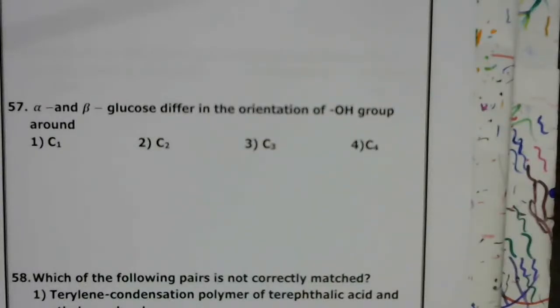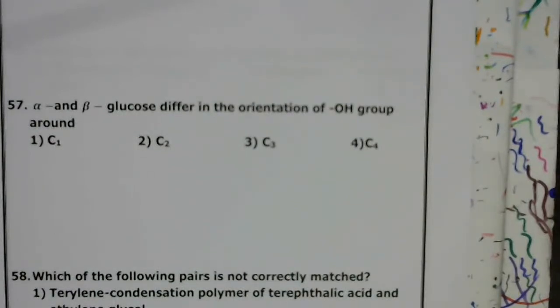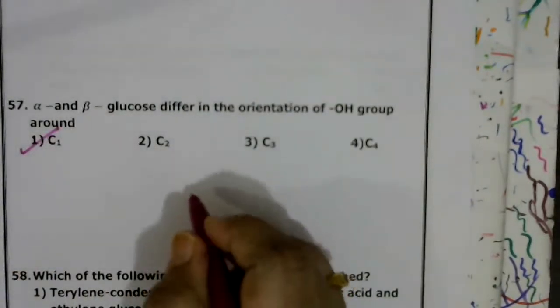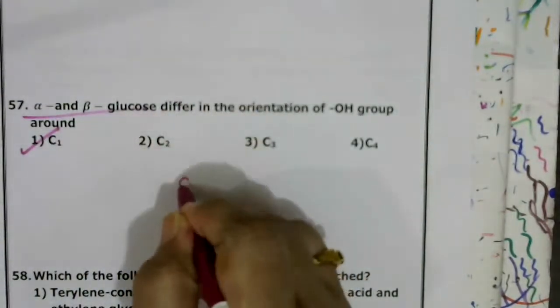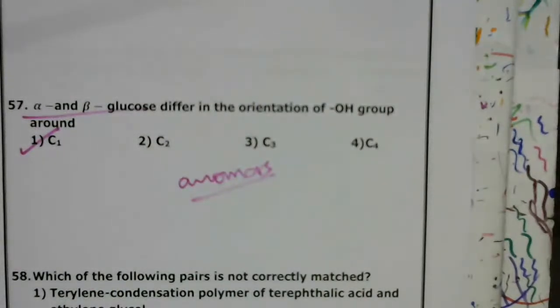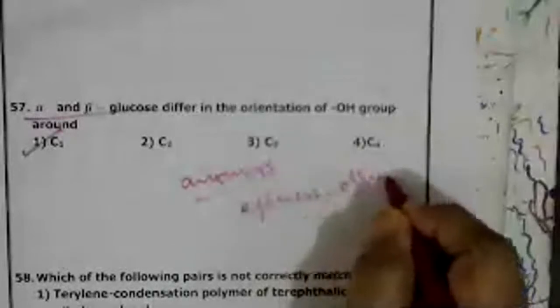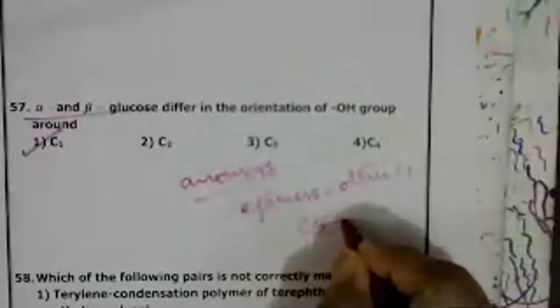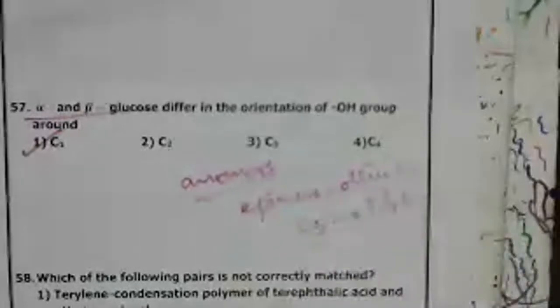Question number 57. Alpha and beta glucose differ in the orientation of the OH group around the first carbon atom. They are called what, children? Anomers. Always remember that anomers are possible at the first carbon atom. Epimers are at any carbon atom other than C1. At C5, the fifth carbon atom, we get the D and L conformers. That you need to remember, especially for carbohydrates.